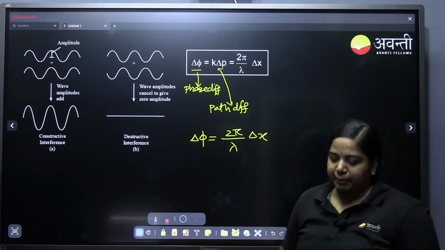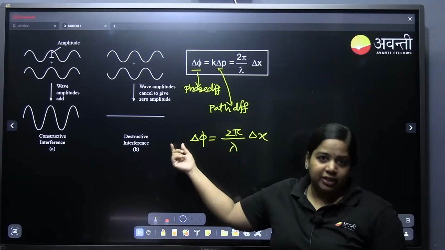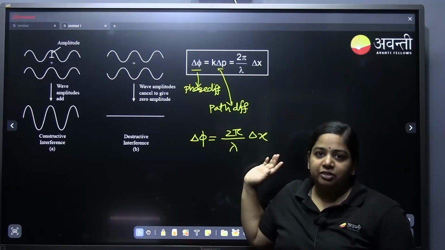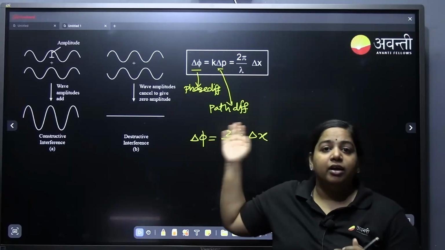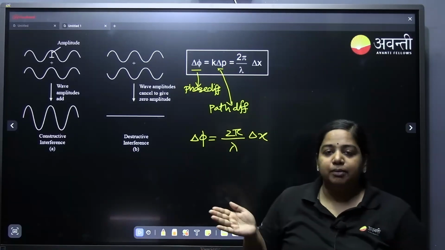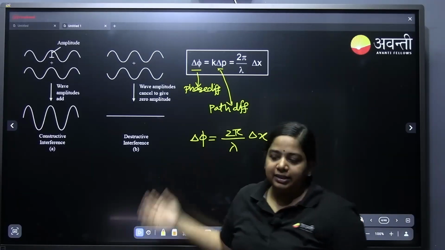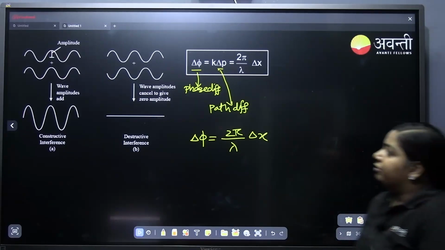You have to keep this in mind. If you know path difference and lambda, you can find phase difference. If you know phase difference and lambda, you can find path difference. This is what we apply when we study Young's double slit experiment, diffraction and all these things. We are basically applying this to find constructive and destructive interference.